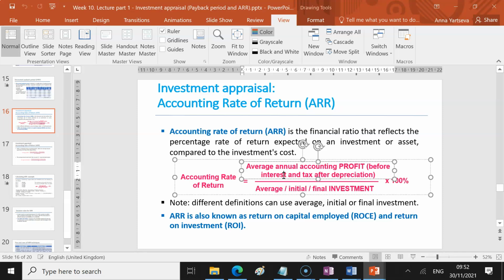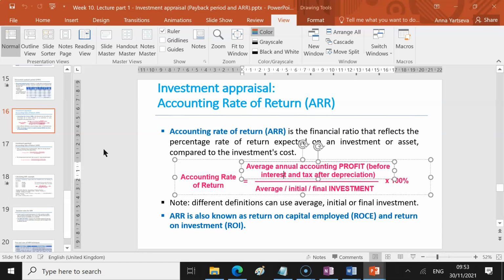Later in your course of studies, you will learn that you need to pay attention to these bits all the time. As an accountant, you will need to have a really good eye for detail. You always need to remember whether tax is included. Is it before or after depreciation? What do you do with interest charges? Are they included or not? Because different metrics, different formulas will require different versions of profit.